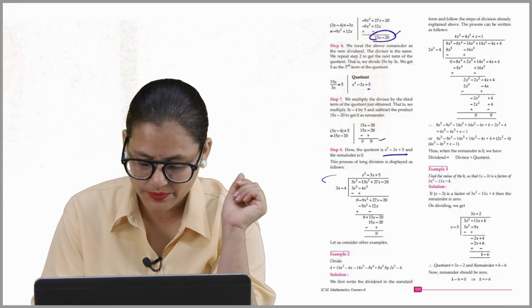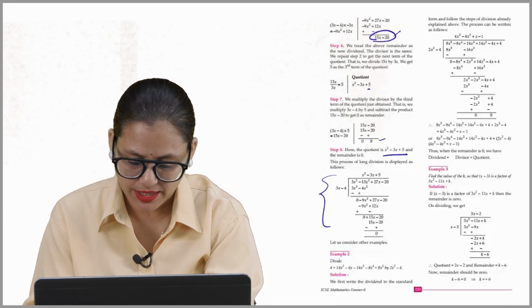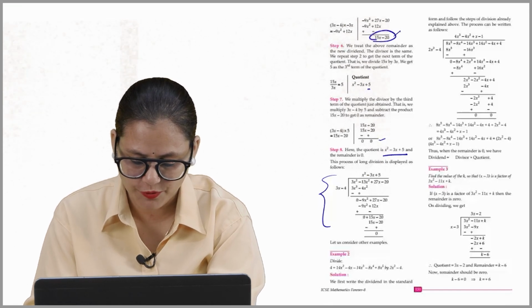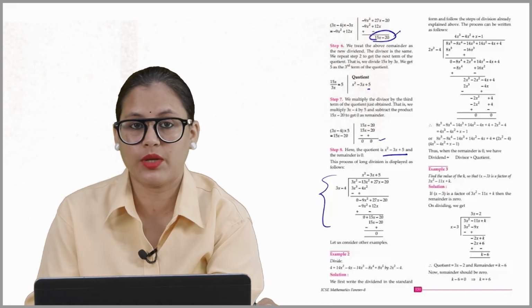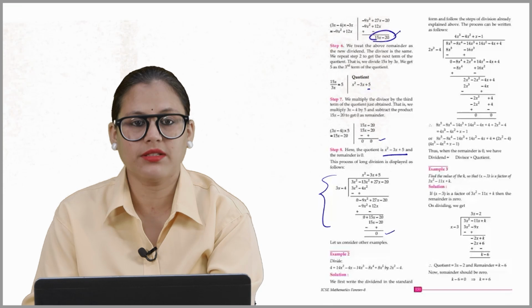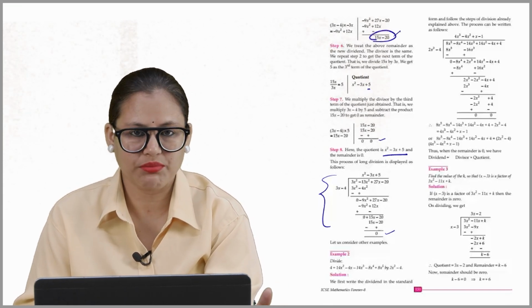So, this is the method of long division, meaning first we will multiply this x square by 3x and then 4, then we'll subtract. As we subtract, we'll get a remainder, and at last we'll get the remainder as 0, right. So, similarly you will do other examples also.